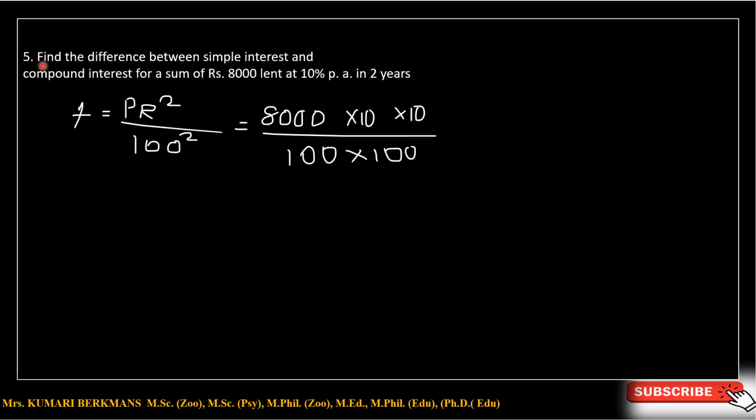See, in this what we are going to do is find the difference between the simple interest and compound interest for a sum of rupees 8,000 lent at 10% per annum in 2 years. Okay, so the formula is PR squared by 100 squared. This is the formula we have to keep in mind.